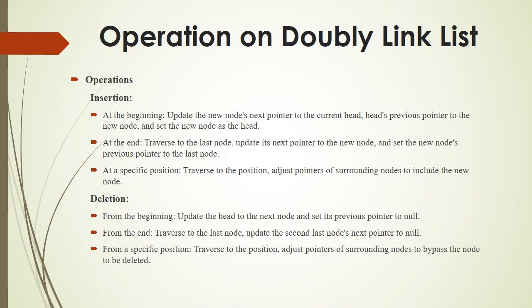To delete from the end, we traverse to the last node and update the second last node's next pointer to null. Deleting a node from a specific position involves adjusting the surrounding nodes' pointers to bypass the node to be deleted.